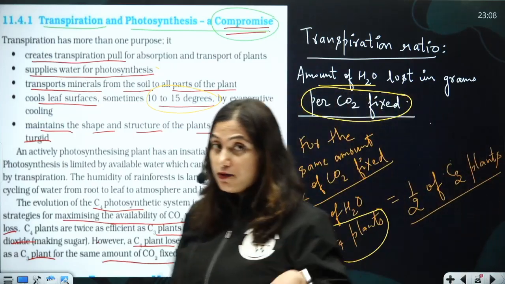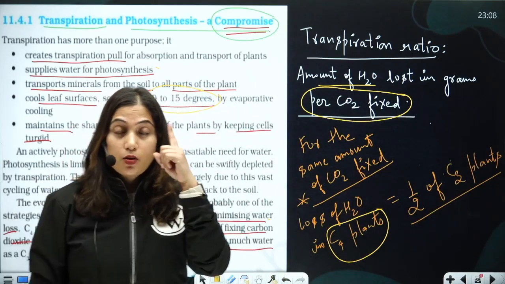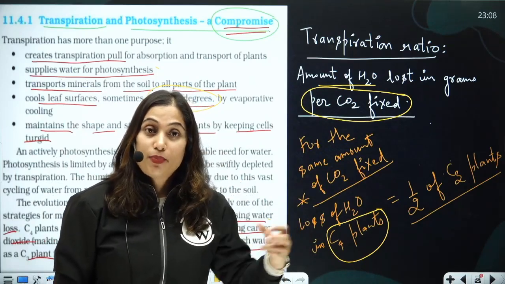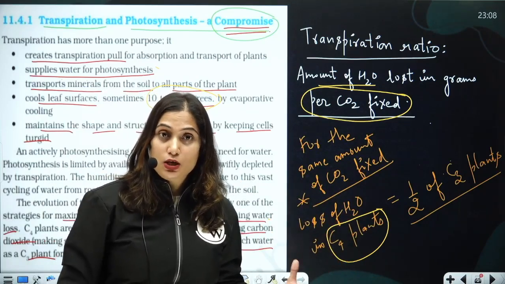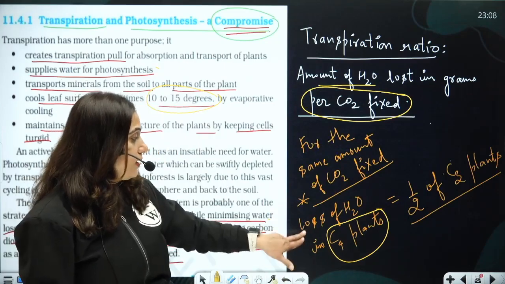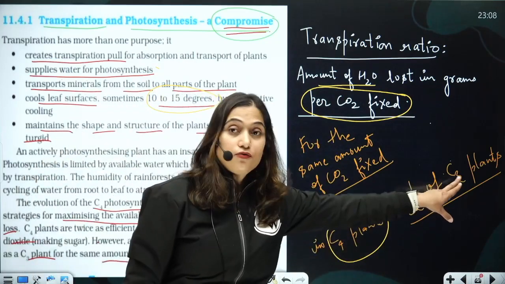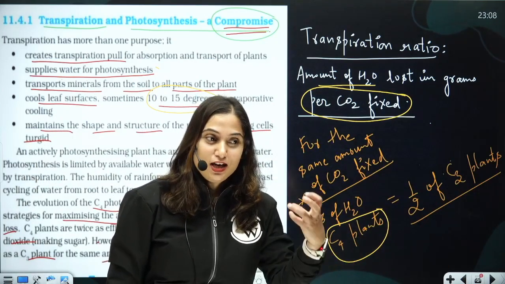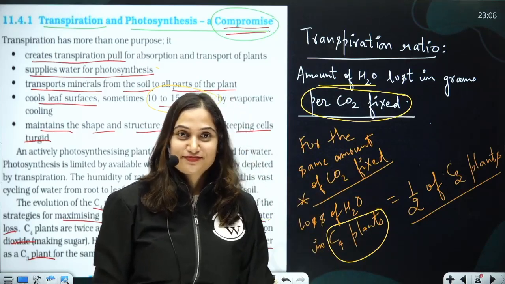But in C4 plants, when photosynthesis happens, to fix one CO2 molecule, the loss of water is less. But in C3 plants, during photosynthesis, to fix CO2, the loss of water is more. So this is given in NCERT here, that the loss of water in C4 plants is just half of C3 plants. That means C4 plants are more efficient in regulating the amount of loss of water. Clear?